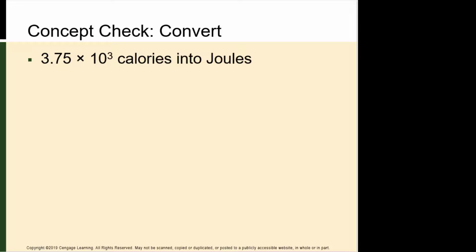So let's just check that we can do conversions from one to the other, from calories into joules. Let's try this here. We've got 3.75 times 10 to the third.